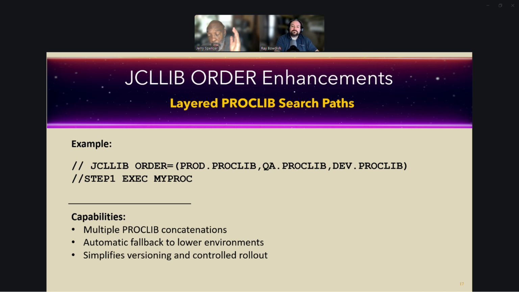So you say, okay, we're going to production tomorrow. We're going to put this proc in production. And for whatever reason, something goes astray, then you can remove it from the production proclib, and it'll pick it up from the QA proclib. If there's a problem with the QA, you can remove it from there, and it'll pick it up from dev. So you go right down the line. It looks in each data set until it finds it.